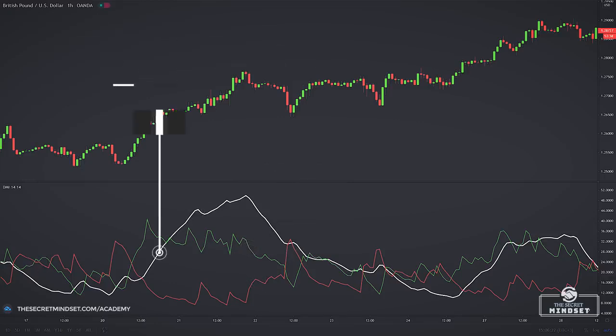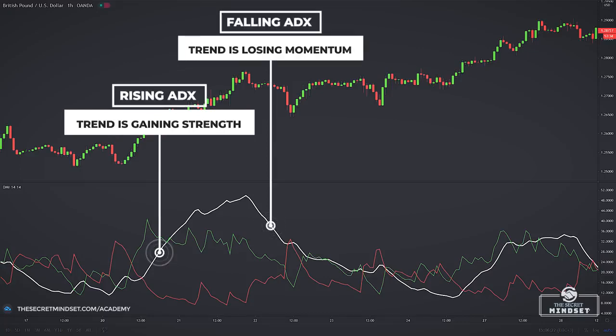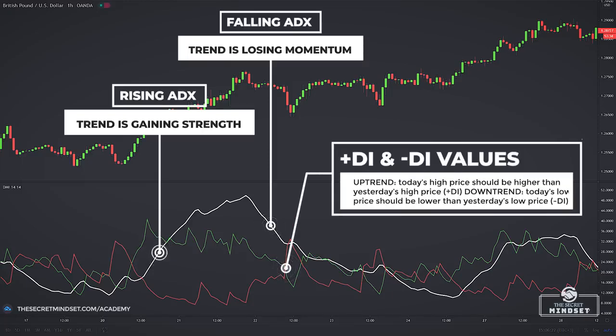A rising ADX means that the trend is gaining strength. A falling ADX shows a trend that is losing momentum or reversing, and a flat ADX shows a sideways range. The values of the positive directional line and the negative directional line are based upon the assumption that when the trend is up, today's high price should be higher than yesterday's high price, and when the trend is down, today's low price should be lower than yesterday's low price.